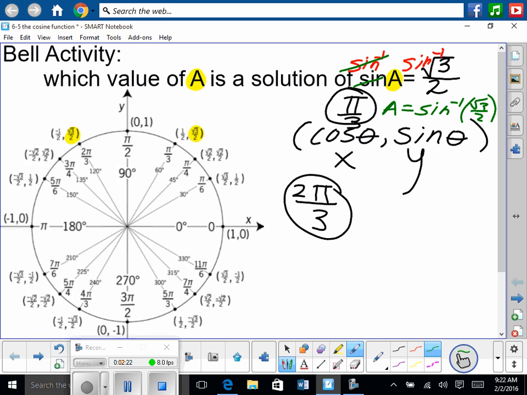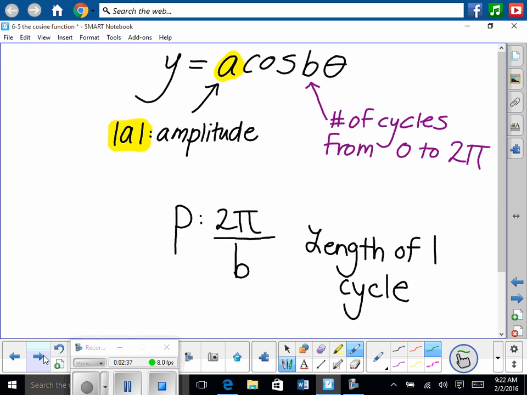Good question. One would have been okay. Now I might say there are two answers. Where does this happen twice? And that's why we would prefer our unit circle, because if we did it algebraically, we might not see both. Does that make sense? We wouldn't see both. Okay, awesome. Let's move on to what we're doing today.